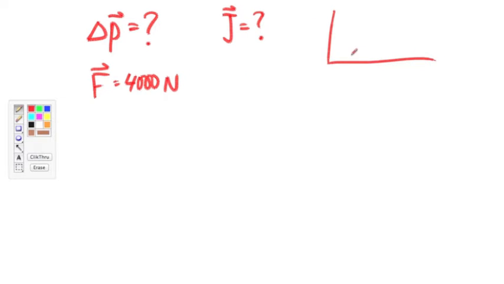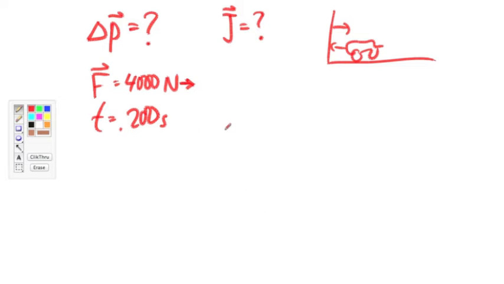So let's just do a little setup for ourselves here. Let's say the car is going along, runs into the side. The wall would push to the right. So the 4,000 newtons that brings this car to a stop is pushing to the right. The time is 0.2 seconds.